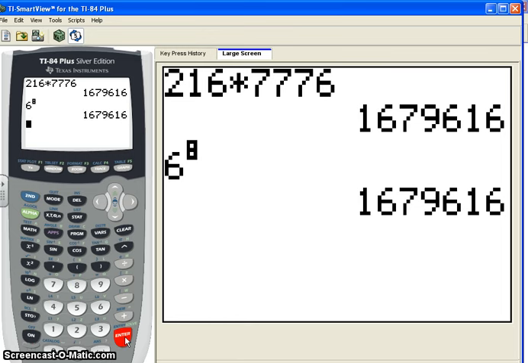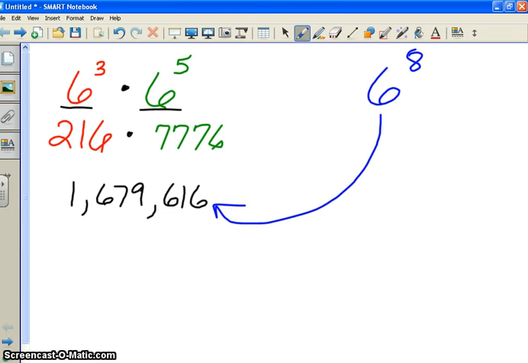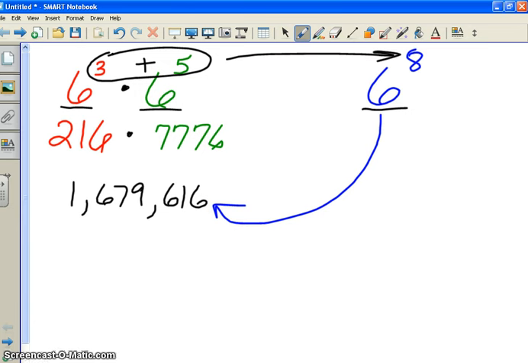And we get the same exact answer, 1,679,616. So if this expression, 6 to the 8th, gives us the same answer as 6 cubed times 6 to the 5th, you should notice here the beginnings of our next law. If our bases are the same when we're multiplying two things together, you can keep that same base and simply add the exponents together, and it will be equivalent. So that's our next law.